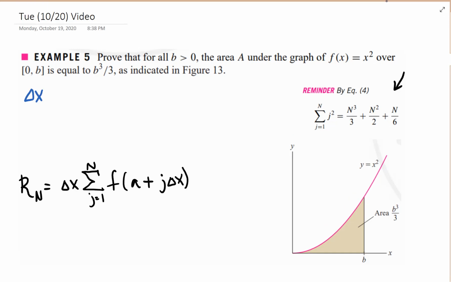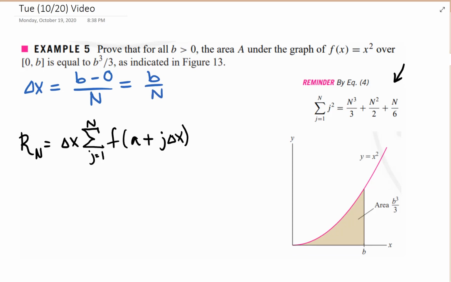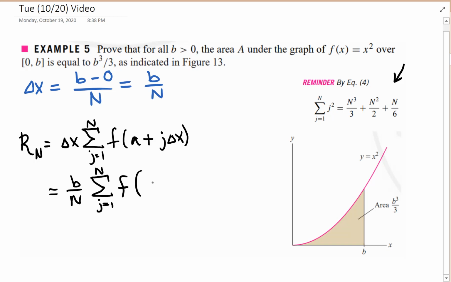First, I'm going to find delta x, which is equal to the end of the interval minus the start of the interval divided by n. And this would be b over n. So here's our right endpoint sum, and we will plug in delta x, which is b over n, times the sum of f of a, which is 0, plus j times delta x, j times b over n.